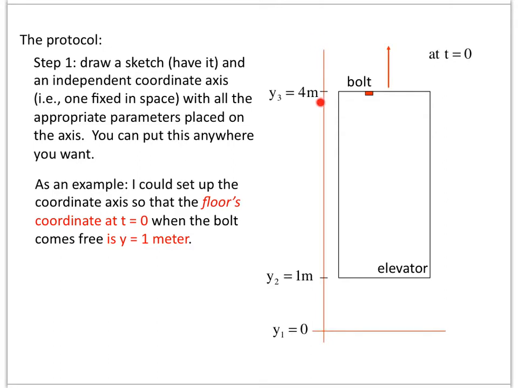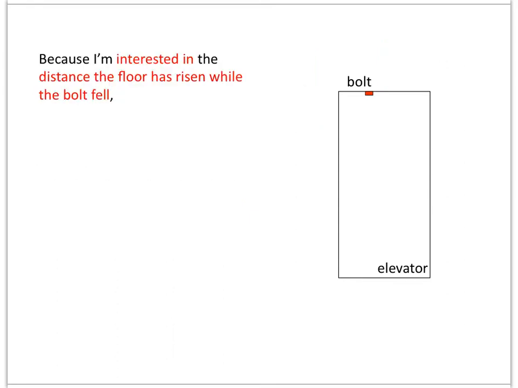So here's a coordinate axis that does that. Here's the origin. The floor is at y equal to 1. That means the bolt initially is going to be at y equal to 4. This is what the situation would look like at t equal to 0. Obviously, as time proceeds, the elevator and the bolt would be moving upward. But the axis would stay fixed.